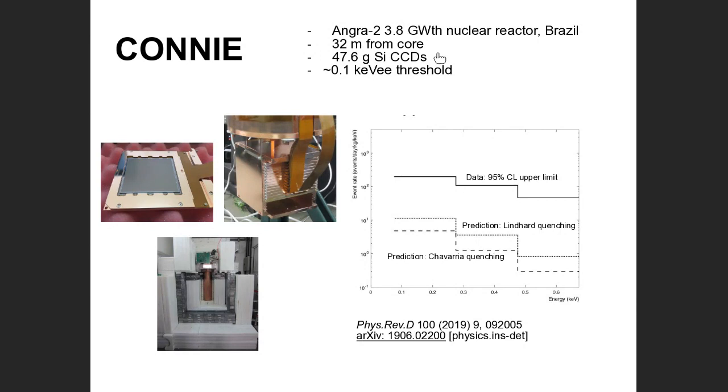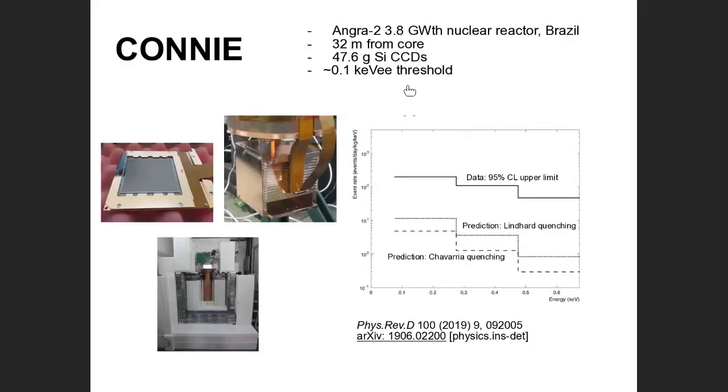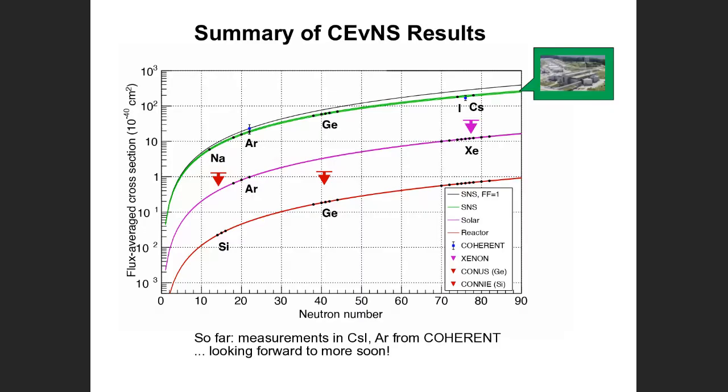It's a very small detector. It's 47 grams, but the threshold is in principle extremely low. And this is the 95% confidence upper limit, and this is the prediction for 2 different models of quenching, models of detector response. So this also is a limit, but a very, very promising low threshold detector. The background is really what the issue is.